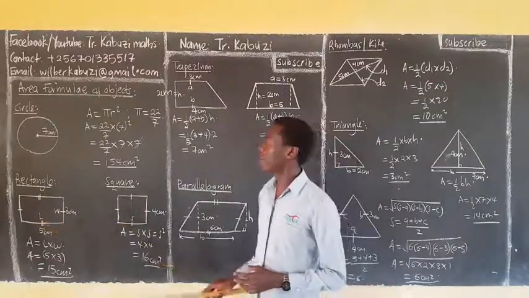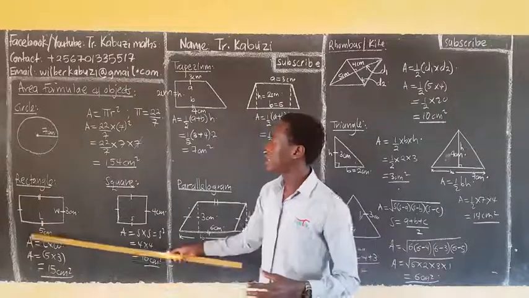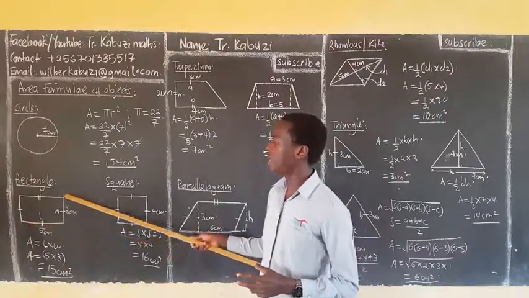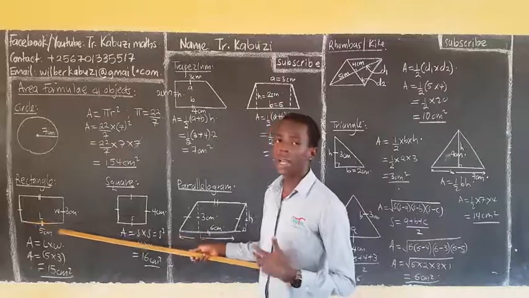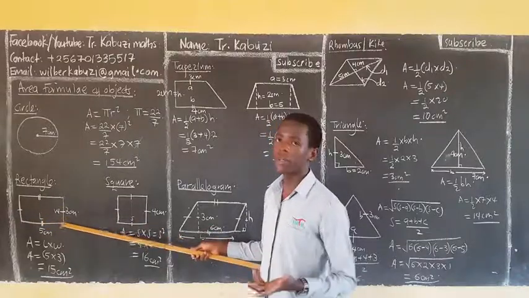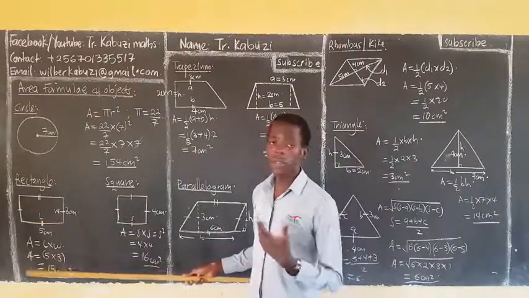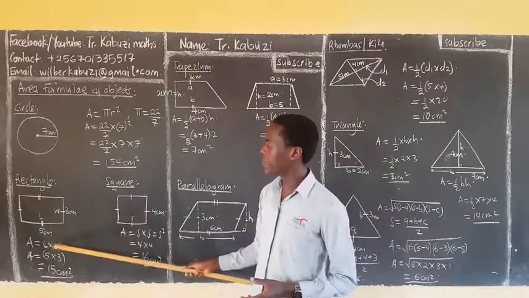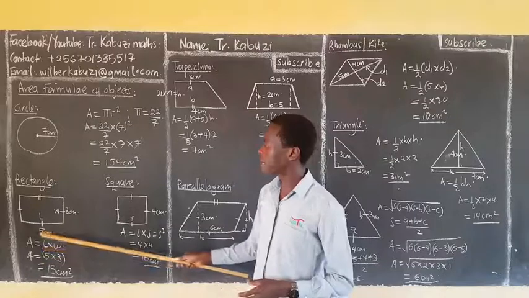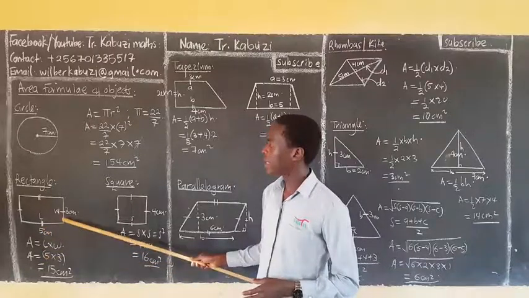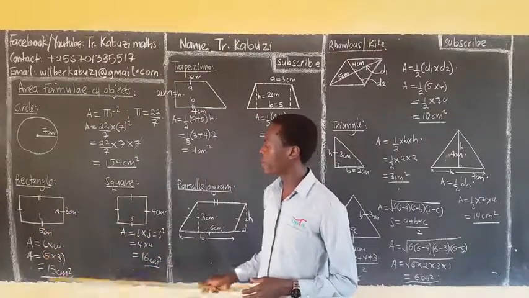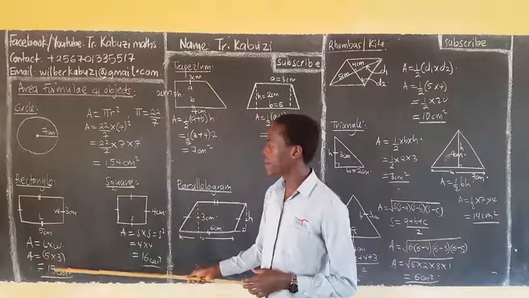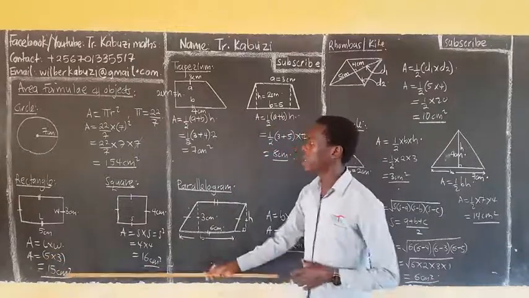When I come to the rectangle, the rectangle has two sides: what we call the length and the width. The length is the longer and the width is the shorter side of the two. Our area of the rectangle is length times width. So if our length is 5, then the width is 3. You just compute 5 times 3, you get 15, and then the units are there.